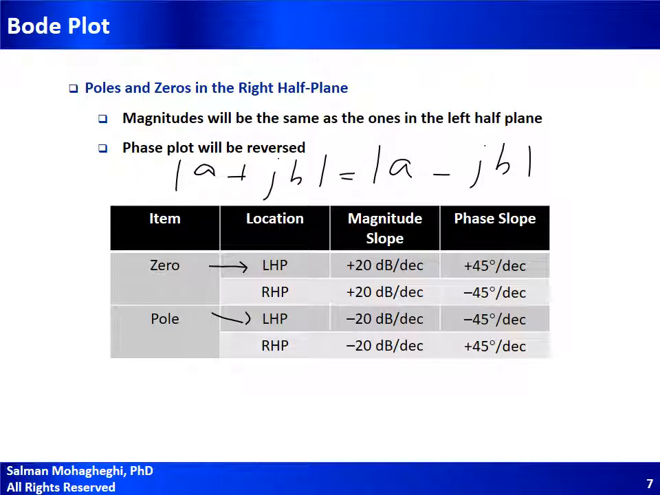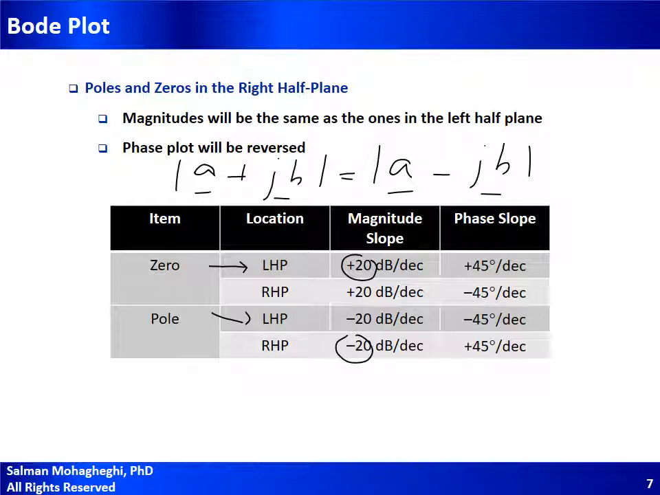For a zero in general, the magnitude is going to be plus 20 dB per decade. For a pole in general, it's going to be negative 20 dB per decade. The phase angles, however, are going to be different because, again, notice here for A plus jB, the angle is going to be arctangent of B over A. For A minus jB, the angle is going to be arctangent of negative B over A, or negative arctangent of B over A. So it's basically like the other one with a negative 1 multiplied by it.